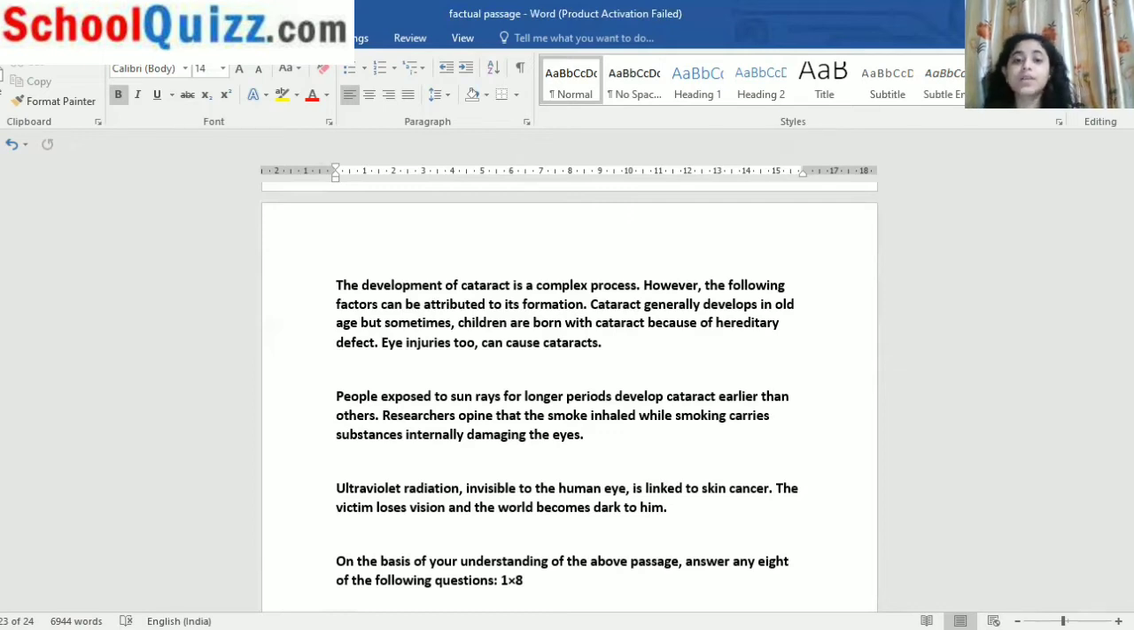Okay. So now cataract generally develops in old age, but sometimes children are born with cataract because of a hereditary defect. Eye injuries too can cause cataracts. People exposed to sun rays for longer periods develop cataract more than others. So researchers opine, meaning researchers say, that smoke inhaled when smoking carries substances that internally damage the eyes.